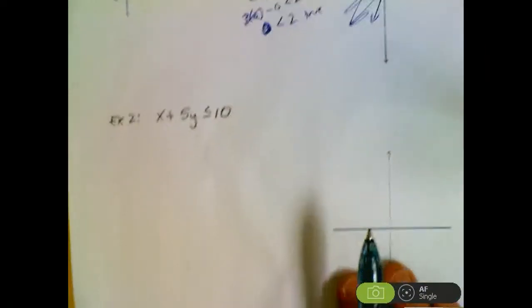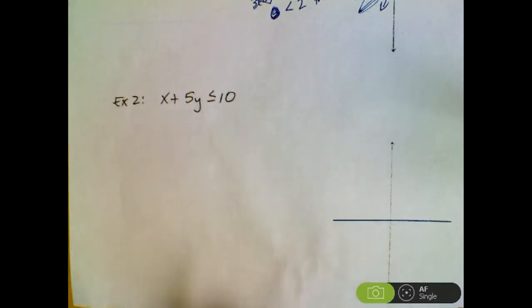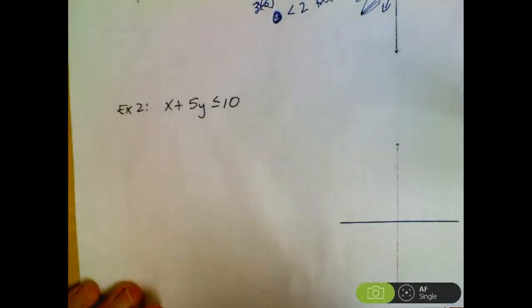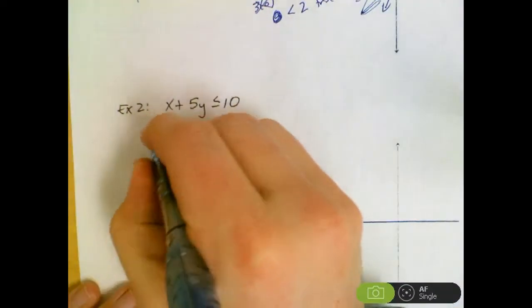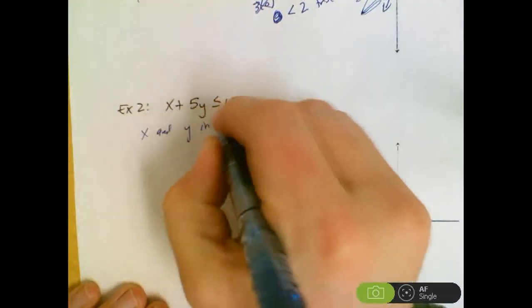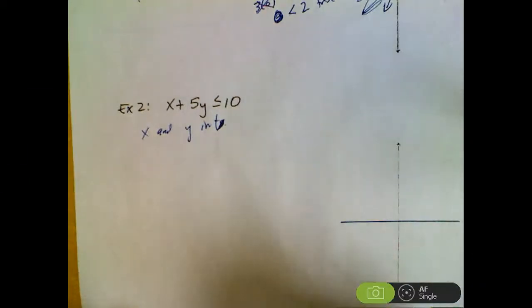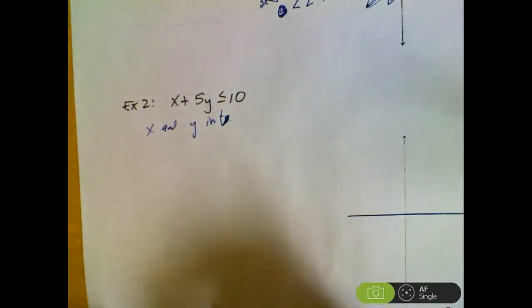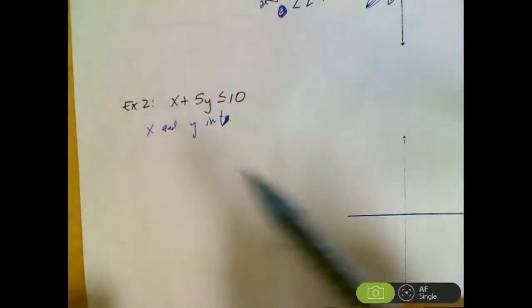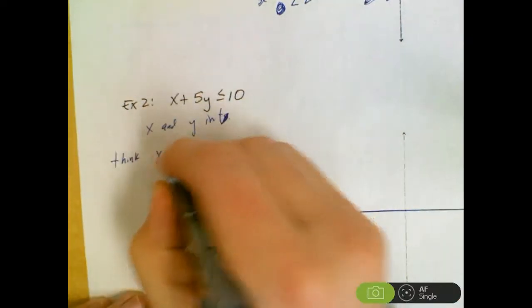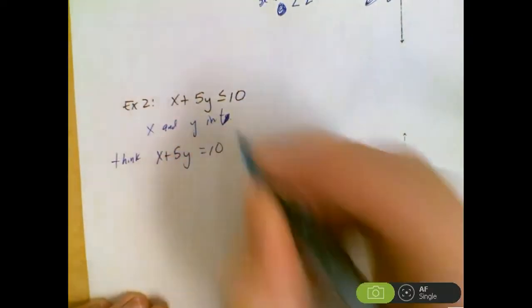In example 2, we're going to look at finding the x and y intercepts. So there are just different ways to graph. You can choose your favorite option. If you want to make a table for every single one, make a table for every single one. If you want to find the x and y intercepts, do that. If you have a better way, do that. But we're just graphing. So again, think of it as x plus 5y equals 10.